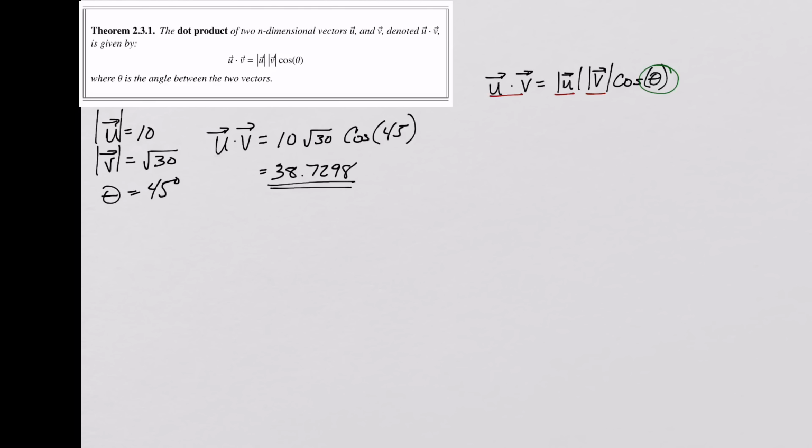And so I can just divide both sides by the magnitude of u times the magnitude of v, and so I would end up with u dot v over the magnitude of u times the magnitude of v is equal to cosine theta. Now if I want to solve for theta, I can do the arc cosine on both sides, and now what I have is theta is equal to the arc cosine of u dot v divided by the magnitude of u times the magnitude of v.